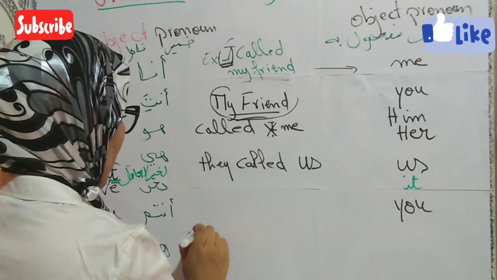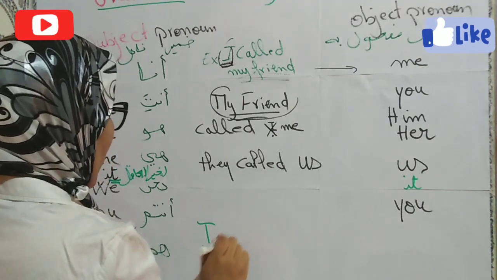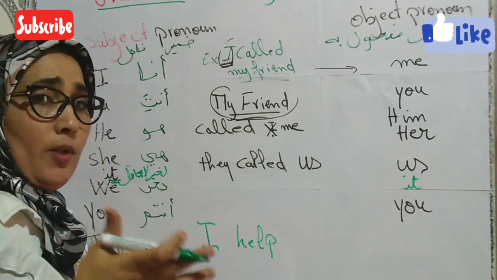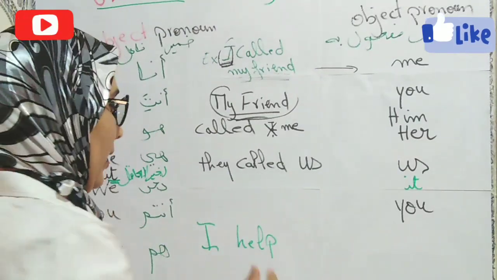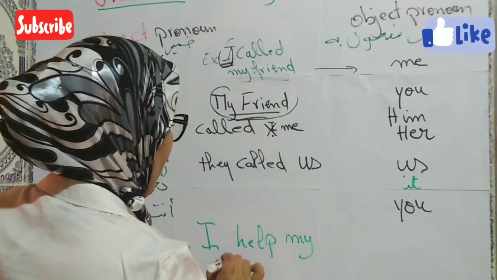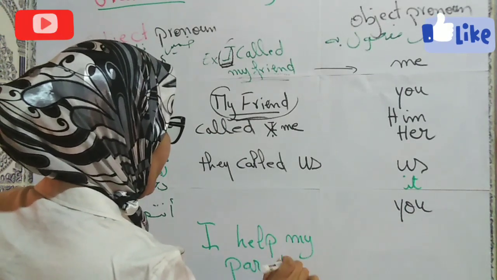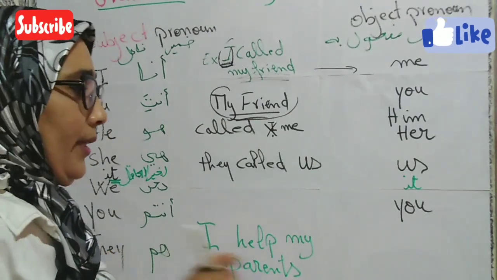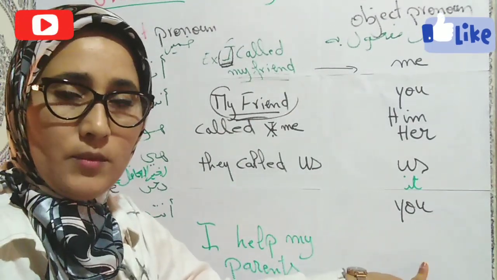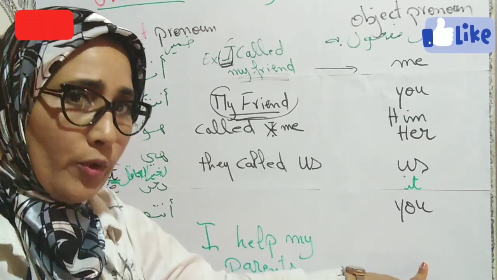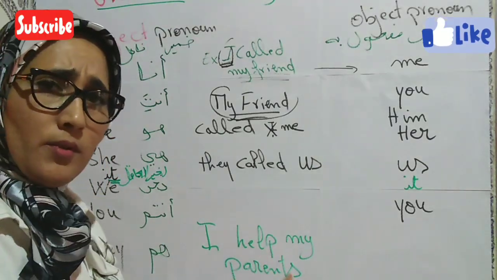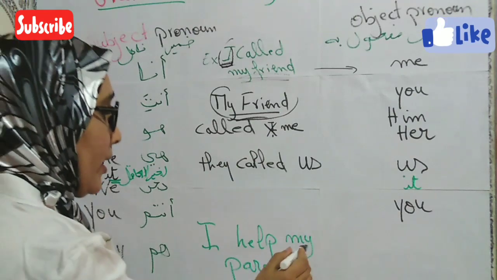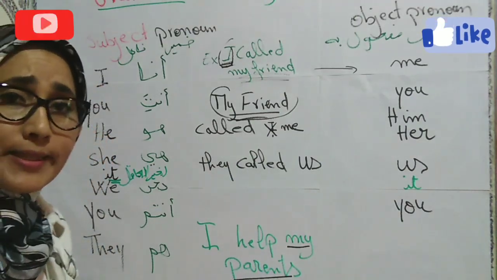For example, let's say I help my parents. Okay? I help my parents. أساعد والدي. I help my parents. How can we change here the pronoun they in object pronoun? To become object pronoun, what do we say? We say I help they. Is it correct? Of course no, we cannot say I help they, because here my parents is an object.